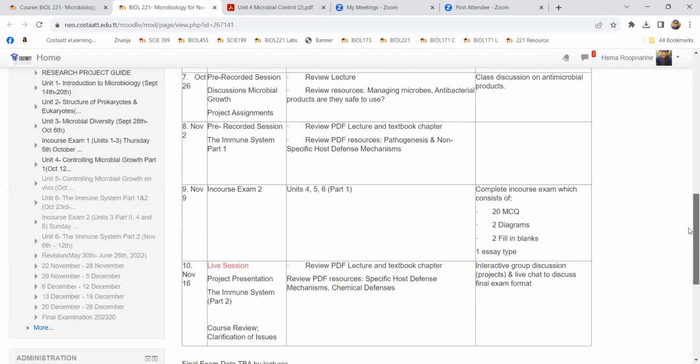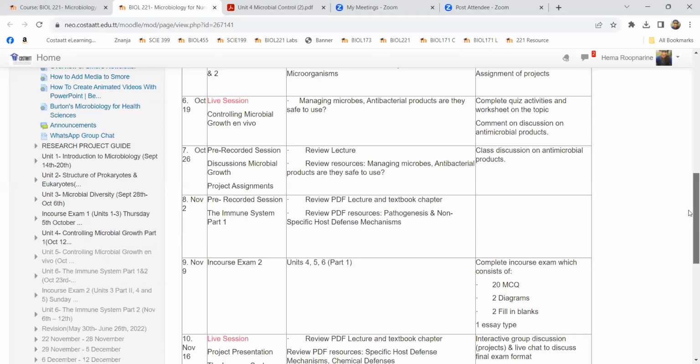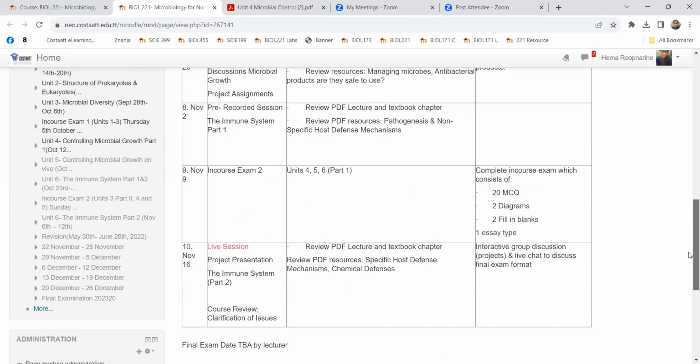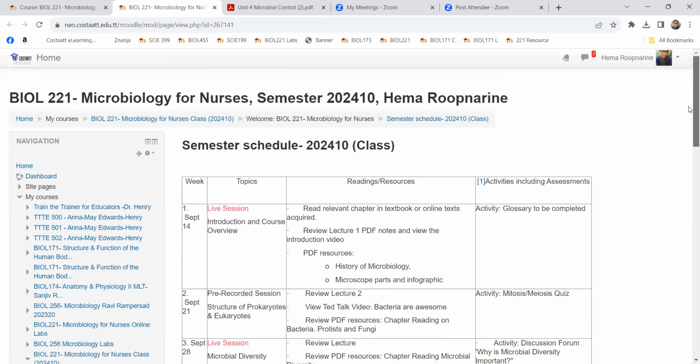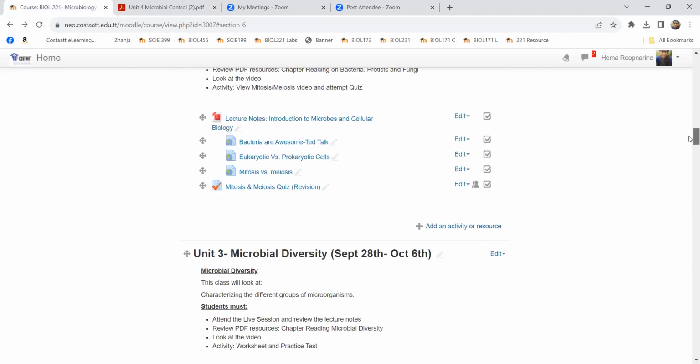And then after, we have one last live session, which would be on the 16th of November, where you'll have your final class, right? Your projects should be completed by then. So we'll close off the class there, talk about your projects a little bit, review them, and close off class. We should know exam dates and so on by that time. So that's just a review of your schedule for the rest of the semester.